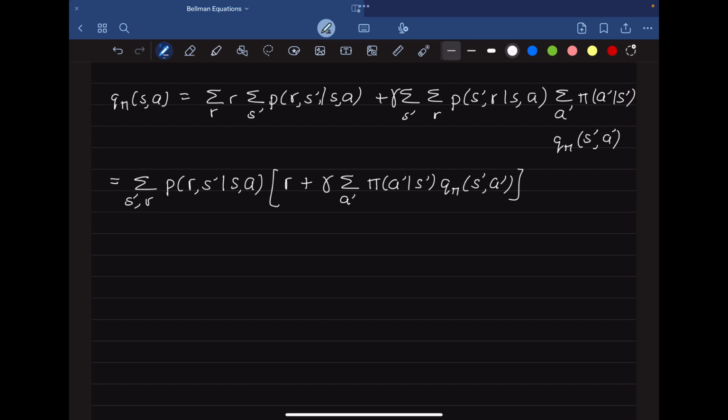So by this we have completed the derivation of Bellman equations for both the state value functions as well as the state action pair value function.